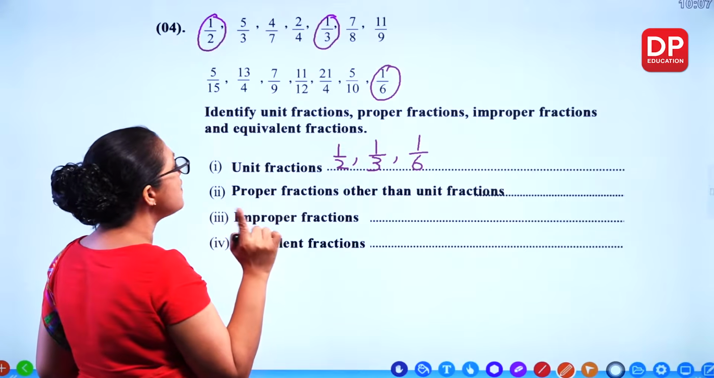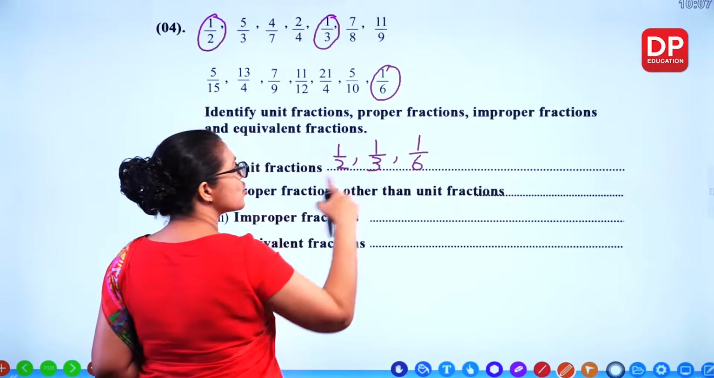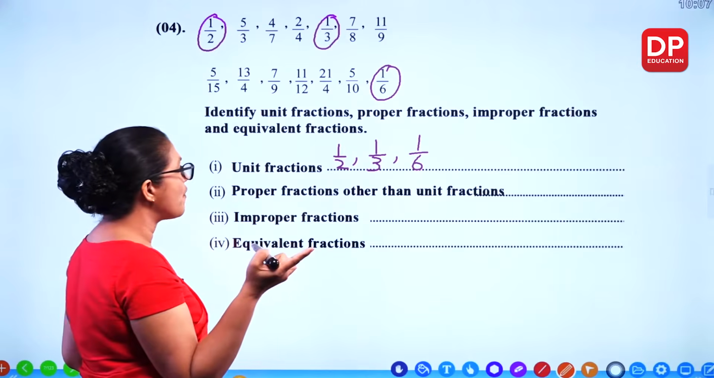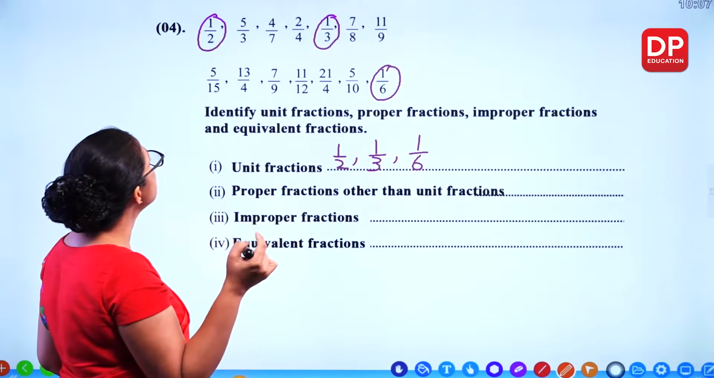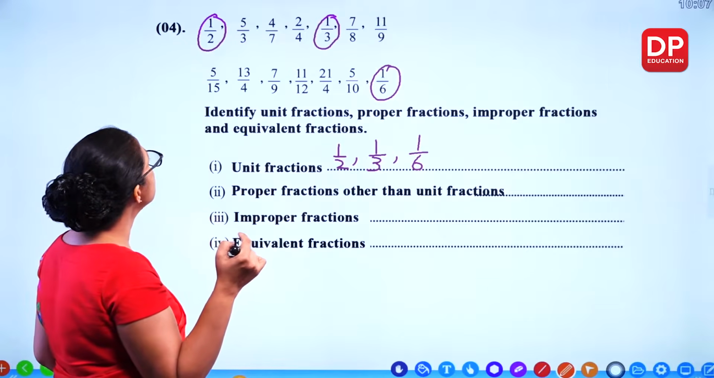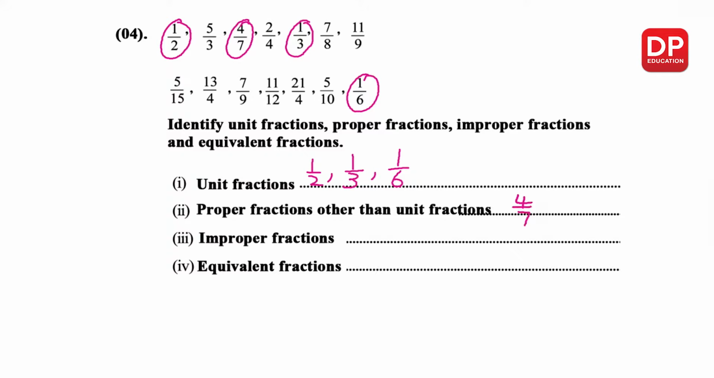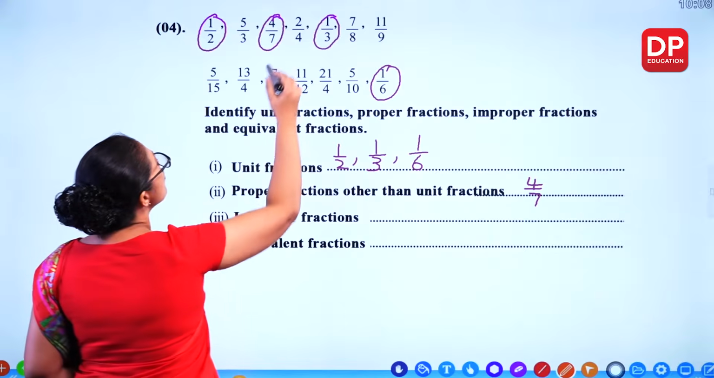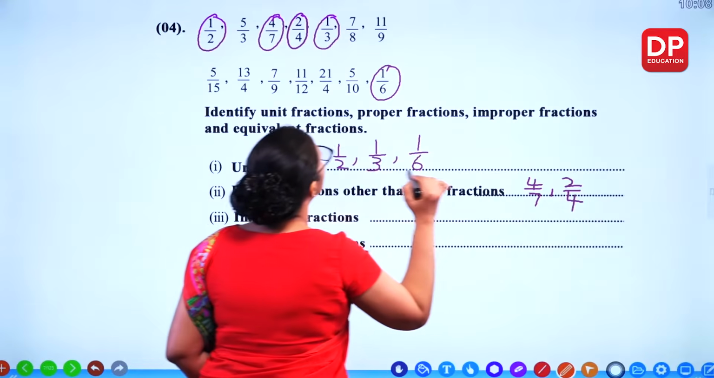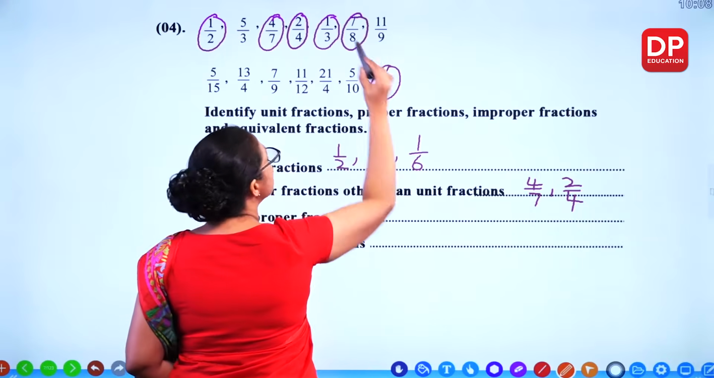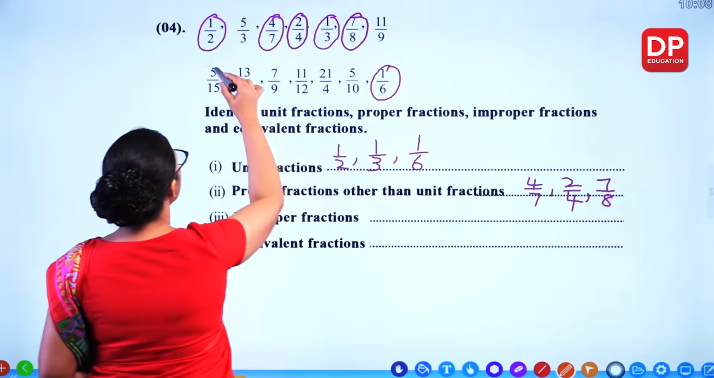Proper fractions other than unit fractions, because we can see these are also proper fractions. Unit fractions are also proper fractions. But other than unit fractions, what are the other ones? The numerator is smaller than the denominator. 4/7, then 2/4, 7/8. What else? 5/15.